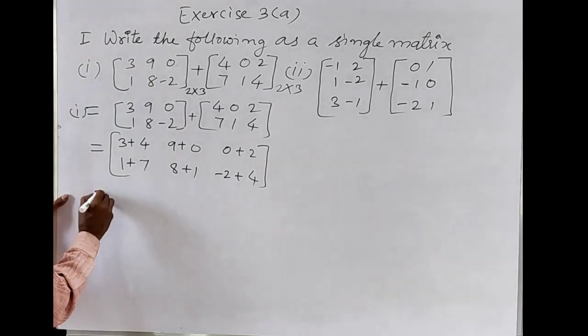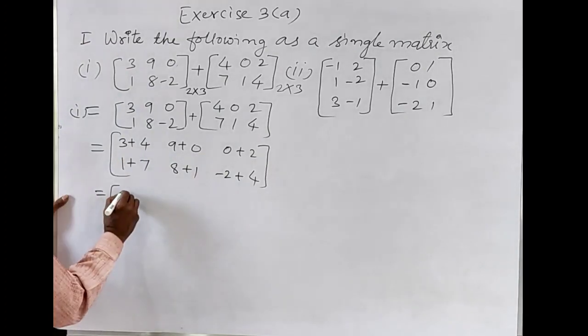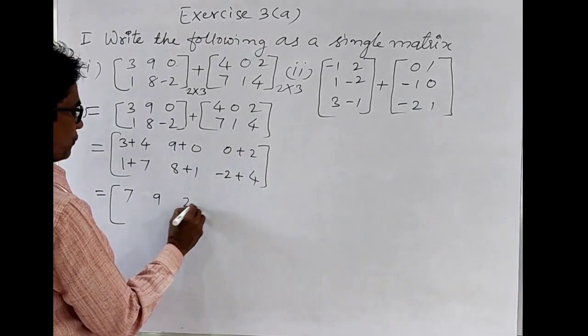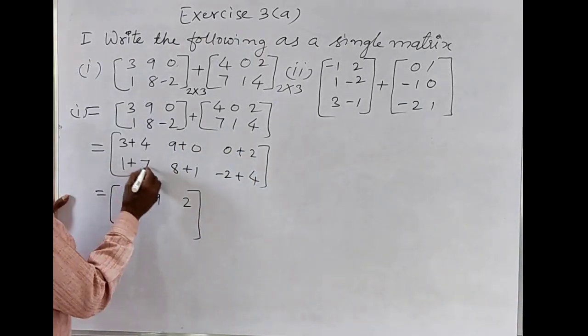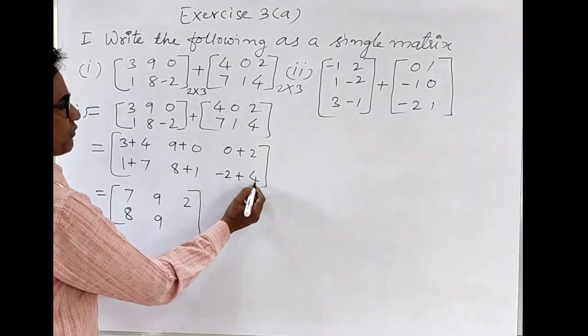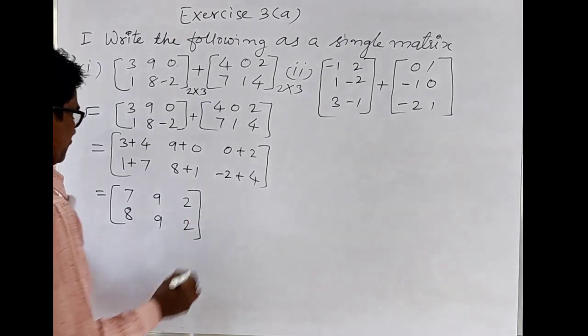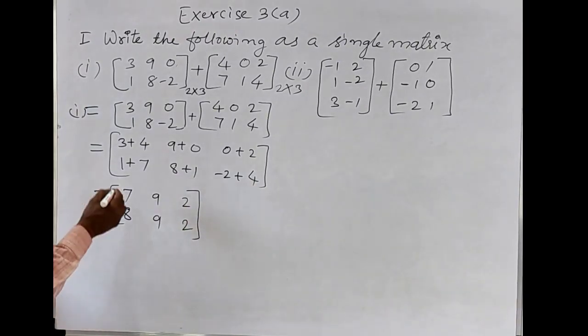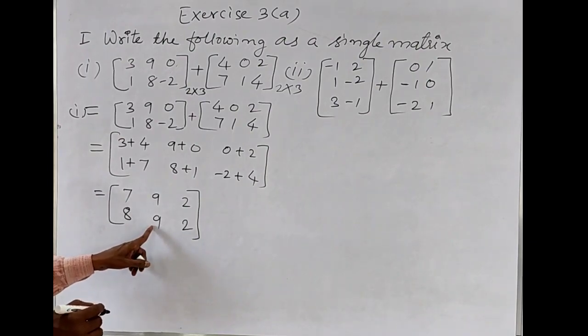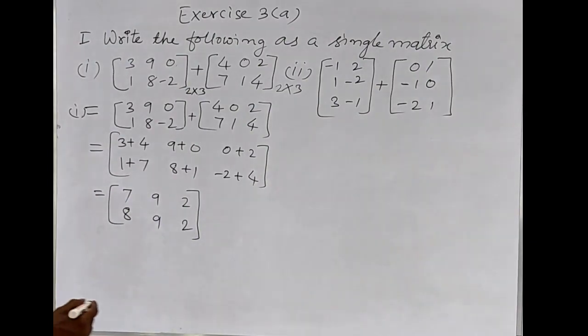So this is 3 plus 4, 7, 9 plus 0, 9 and 0 plus 2, 2. 1 plus 7, 8, 8 plus 1, 9 and minus 2 plus 4, 2. So this is in a single matrix. Answer is single matrix.